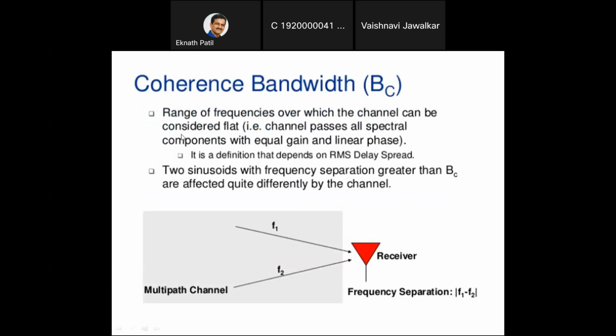The range of frequencies over which the channel can be considered flat, that is, the channel passes all the spectral components with equal gain and linear phase, is nothing but the coherent bandwidth. It is a definition that depends on the RMS delay spread. Two sinusoids with a frequency separation greater than Bc are affected quite differently by the channel. So this particular part we have to understand: what is the coherent bandwidth? A range of frequencies over which the channel can be considered flat.